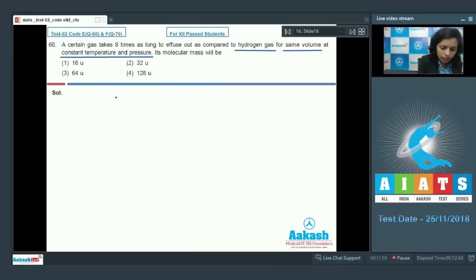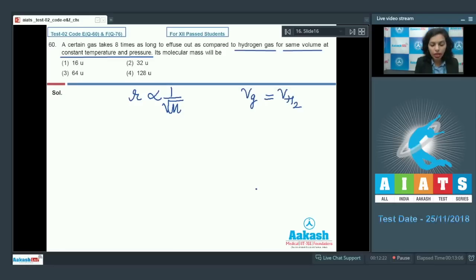So in this case, we have to consider Graham's law of diffusion. Because we are talking about effusion, we can easily follow that law. The rate of effusion is inversely proportional to root of molar mass of the gas. Now, we are considering the same volume. Say, the volume of that gas is Vg and the volume of hydrogen is VH2. These two are the same. As well as the time taken by the gas to effuse is Tg, let's assume, and it is 8 times that of hydrogen gas. This is the fact that is also given here. And now we just need to find out the molecular mass of that particular gas.